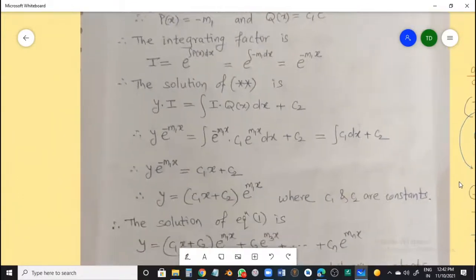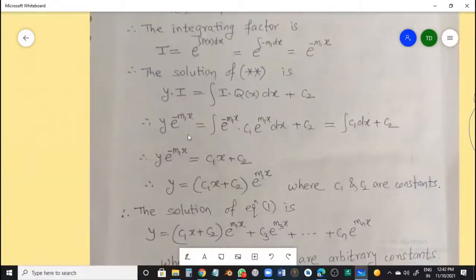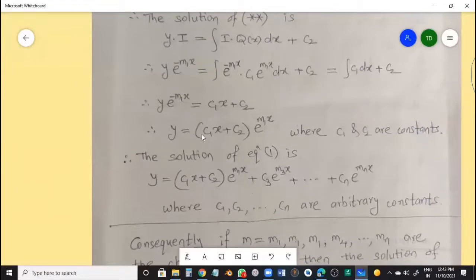I suppose you are getting it. Now I want only the value of y. So let us carry this. We multiply by e raised to plus m1x on both sides. So we get y is equal to (c1x plus c2) times e raised to m1x, where c1 and c2 are constants. So this is what we have learnt already.